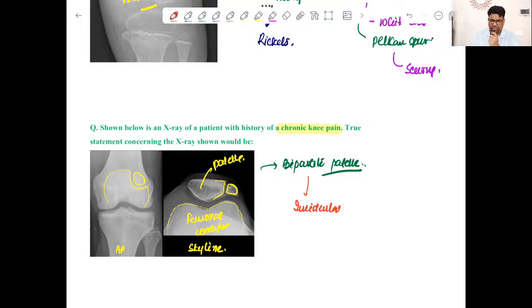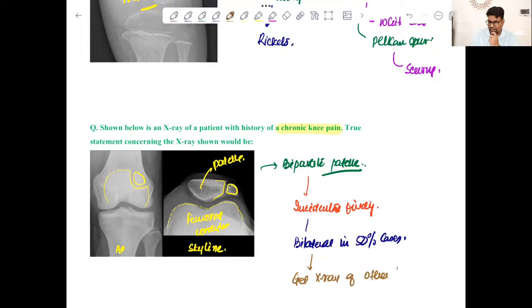So this is an incidental finding. Sometimes you are doing an X-ray for some other condition and then you realize that okay, this is also there. So this is bipartite patella, and this can be bilateral in 50% of cases, right? So if you see bipartite patella on one side, get an X-ray of the other knee as well, right? So it's an incidental finding.